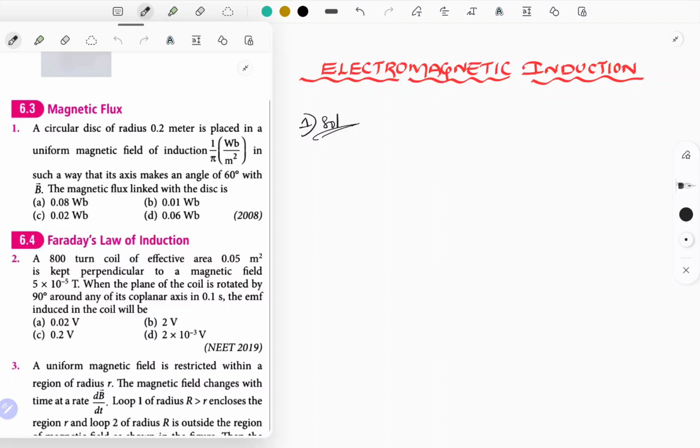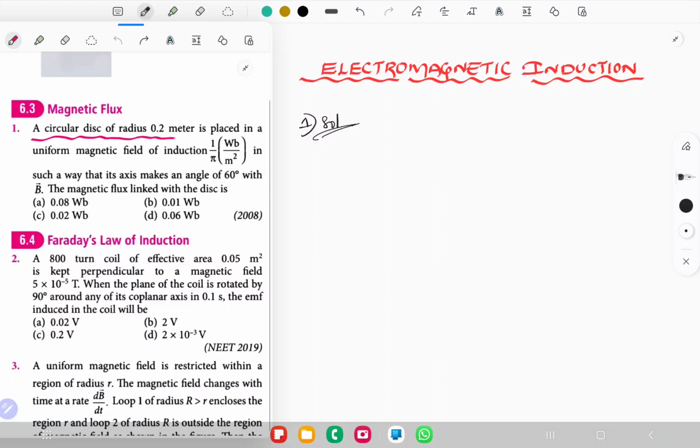Now today, we are going to discuss the electromagnetic induction chapter. Let's get started. The very first question is based on magnetic flux. Let me read it out.